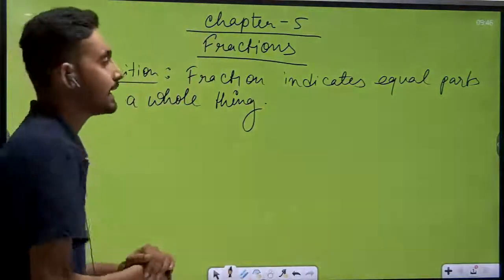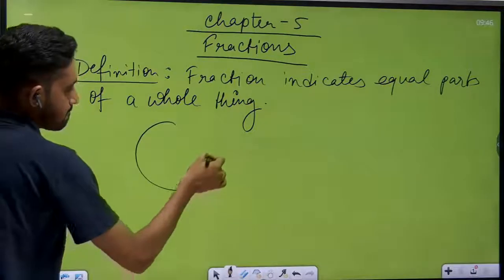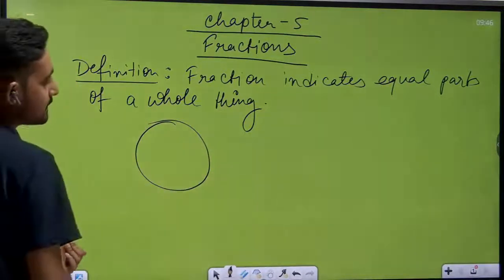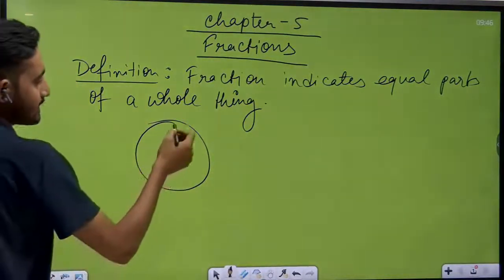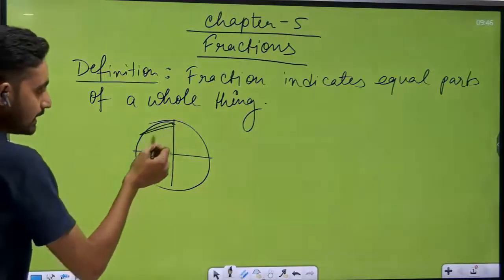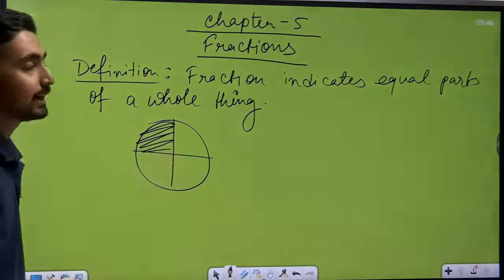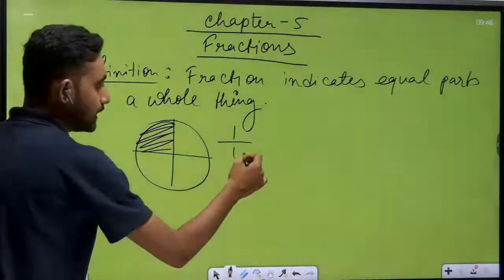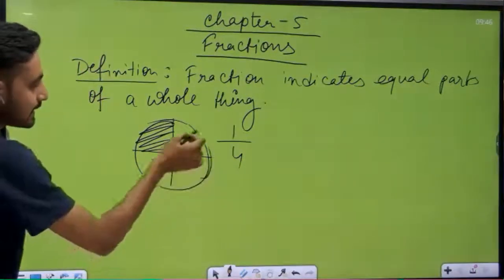Suppose if I take one pizza like this, correct? And this pizza if I cut like 4 equal parts like this. That means if I take this part only, this part represents 1/4. That means this pizza I cut into 4 equal parts. 4 equal parts. ऐसे नहीं कर सकते आप.